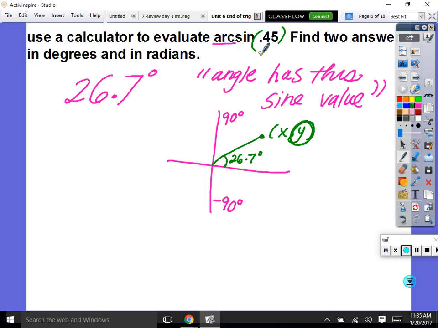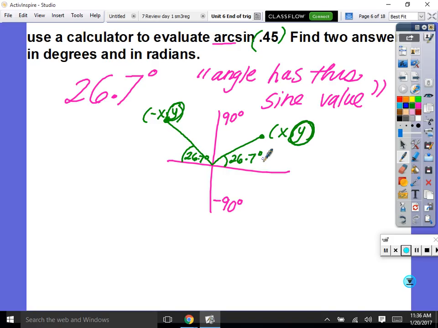Now notice it says find two answers, because what this is asking is what angle has that sine value, correct? So think about it. If we go negative x, positive y, will that have the same sine value? Yep, so that's where our other angle is coming from. That's up from here, 26.7. So let's do positive angles. That's called a reference angle, right, everybody?